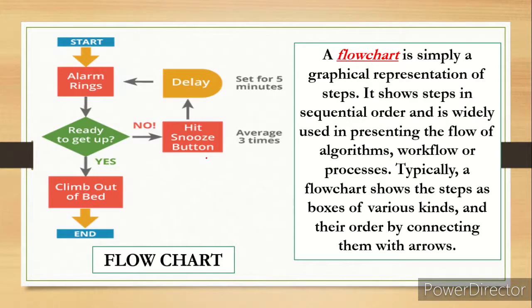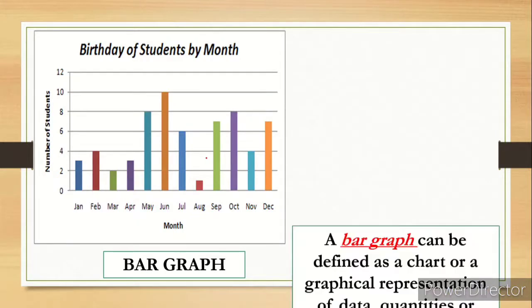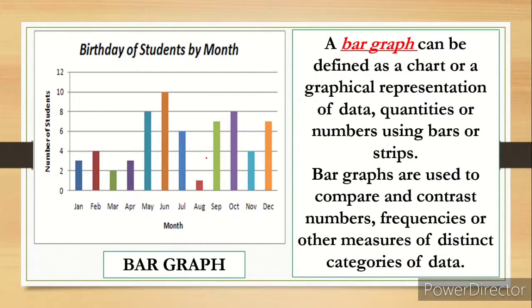Okay, next, let us have a bar graph. A bar graph can be defined as a chart or a graphical representation of data, quantities, or numbers using bars or strips. Bar graphs are used to compare and contrast numbers, frequencies, or other measures of distinct categories of data. And this is an example of a bar graph.